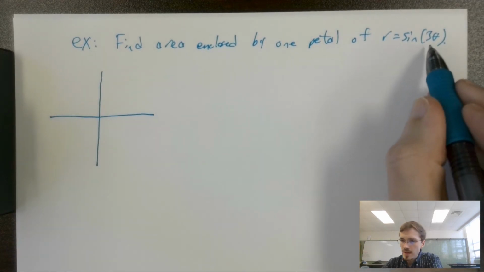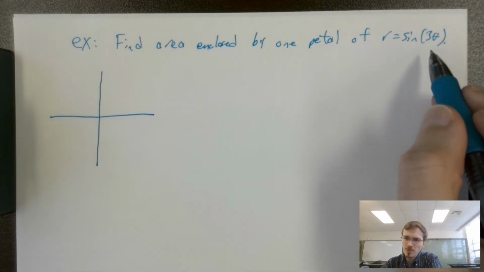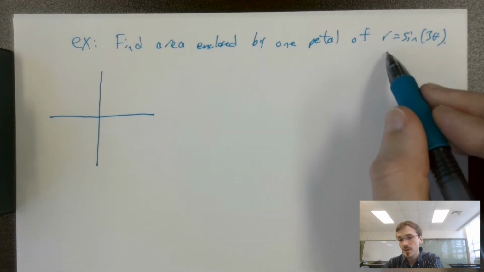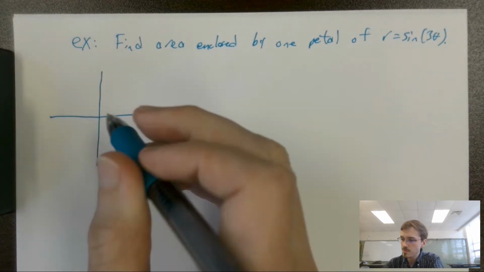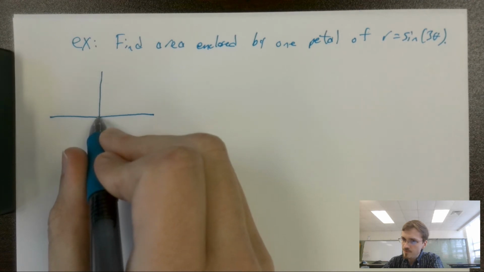I know that 3 is an odd number, so it will have 3 petals. Remember, if it's an even number, the number of petals doubles. And I know I'm going to have y-axis symmetry because this is sine of 3 theta. Cosine of theta has x-axis symmetry. And if we recall the graph here, it starts at r equals 0.